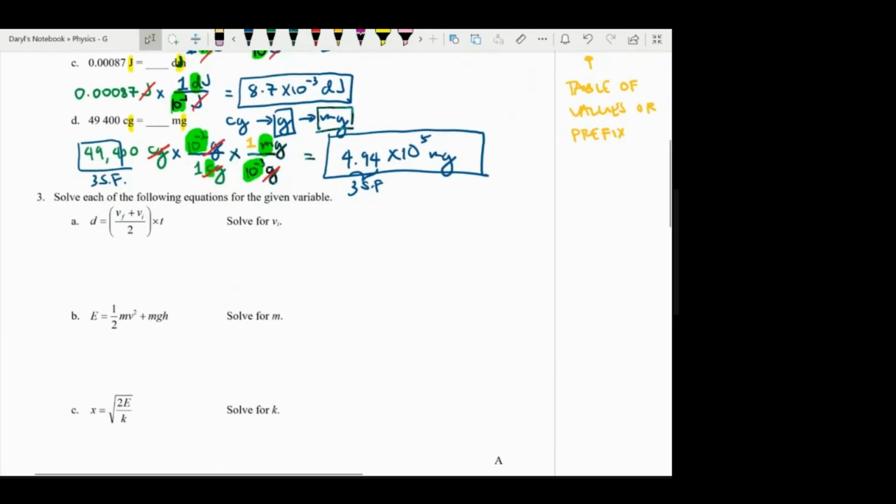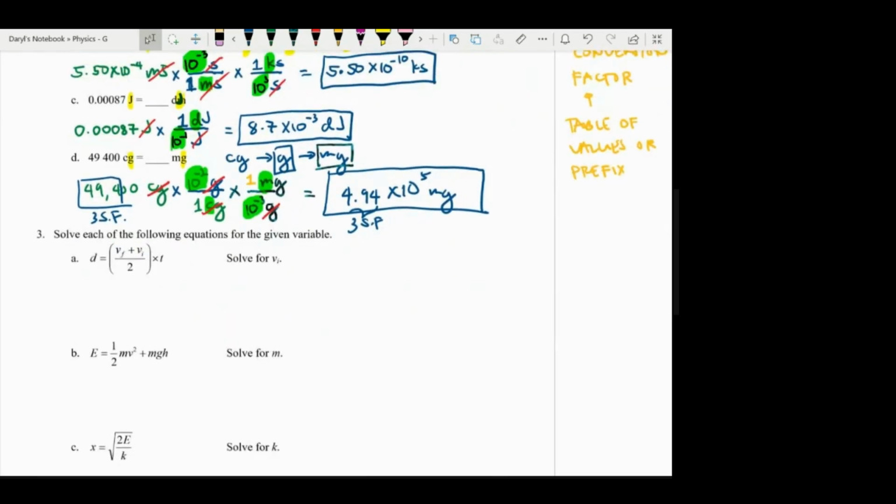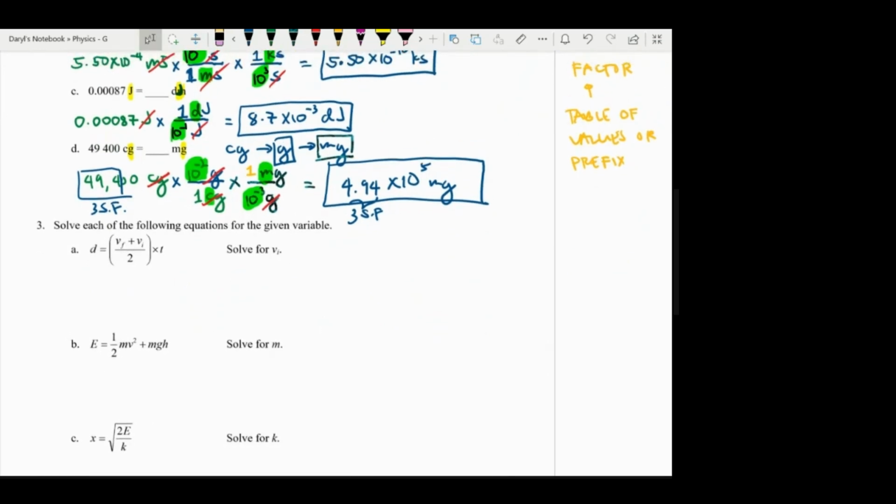Number three is just manipulation of equation. This is one way of applying a particular equation in solving a particular problem, and it is just for consistency of your final answer. For example, for letter A, I know that mostly what you will be doing is substituting first and then solving, right?